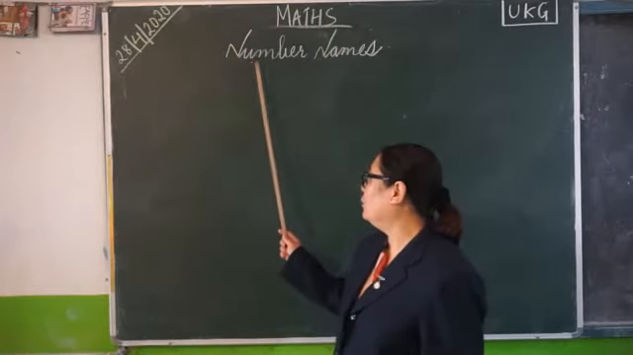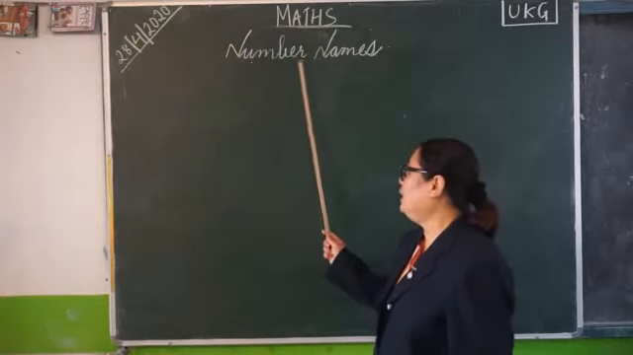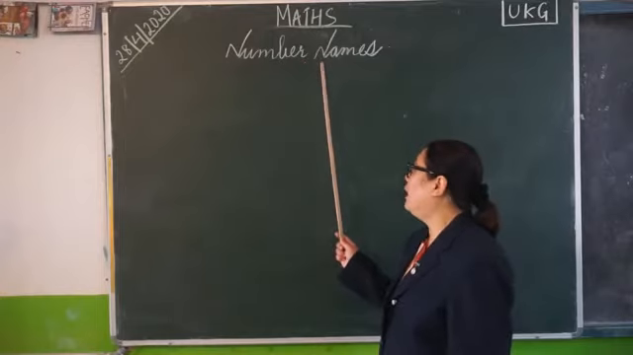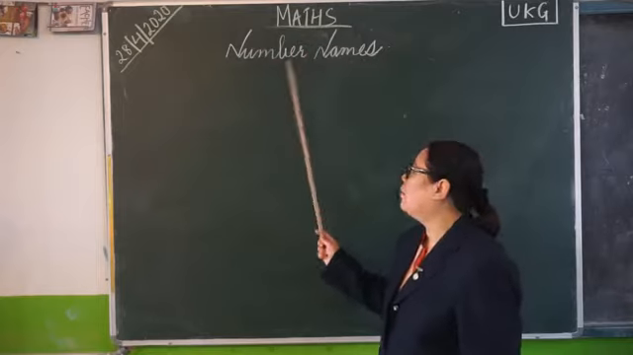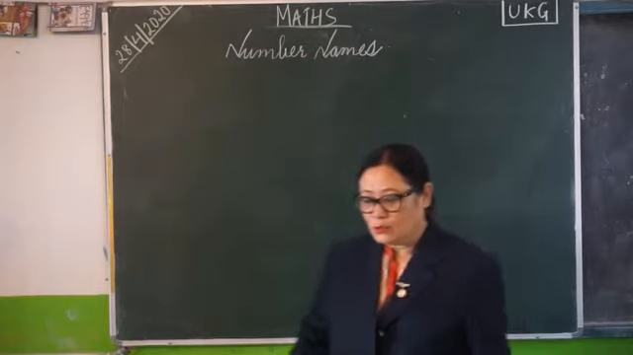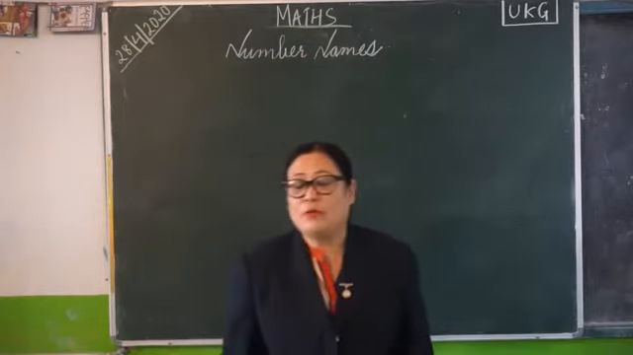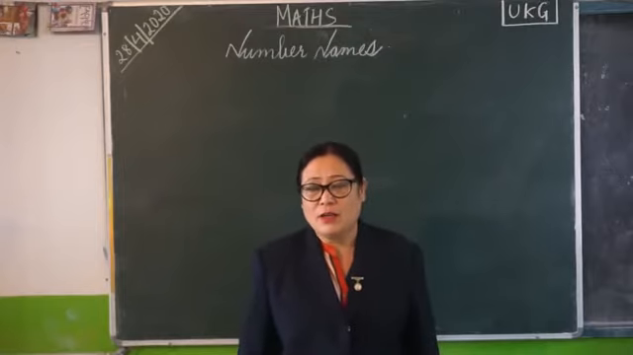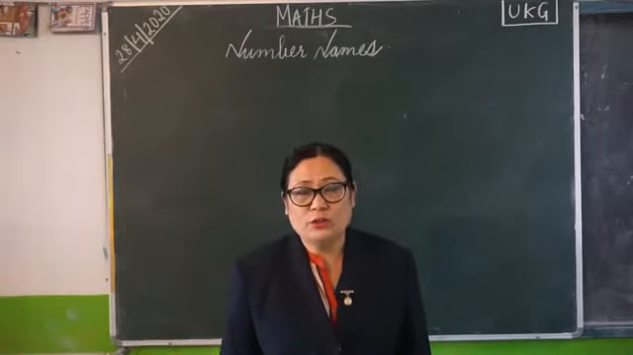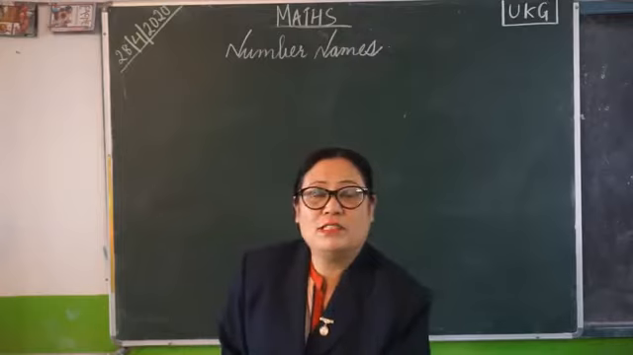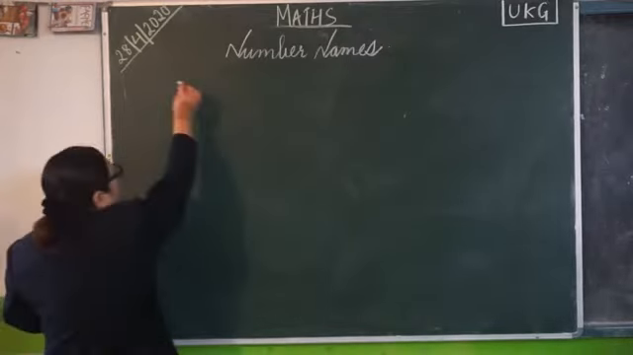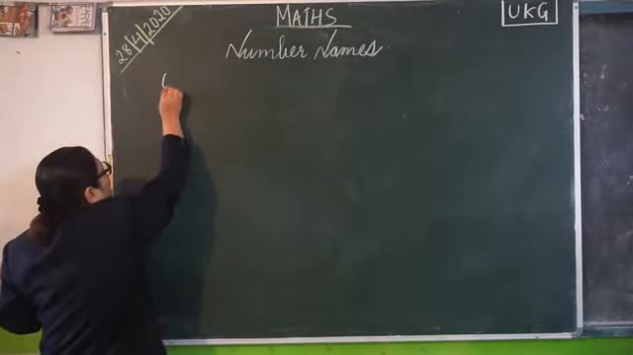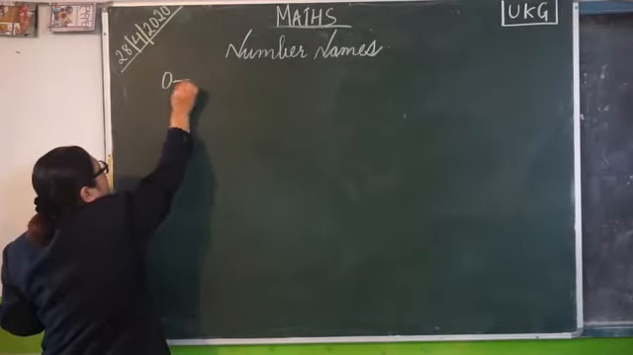N, U, M, B, E, R are number, and N, A, M, E, S are names. Number names. So we are going to write the number names from 0 to 20. From 0 to 20. Okay? Let's start. 0. First you write the number 0.